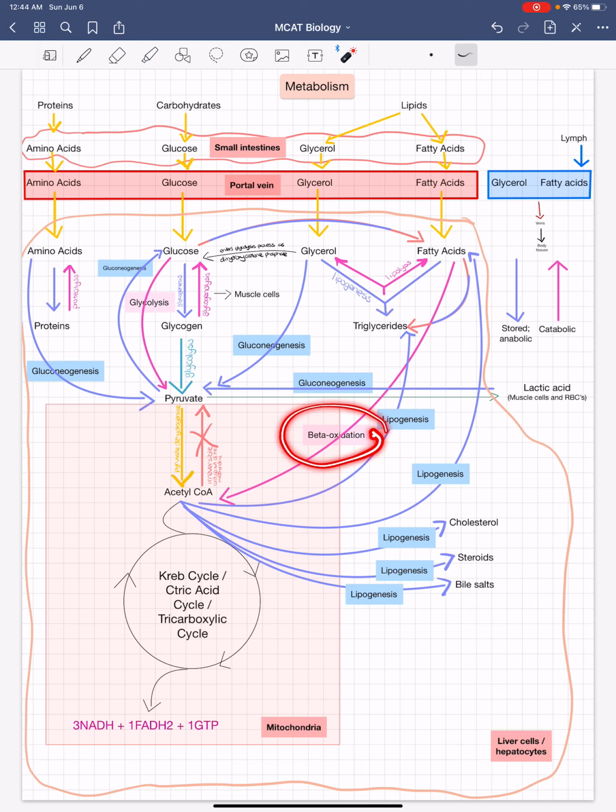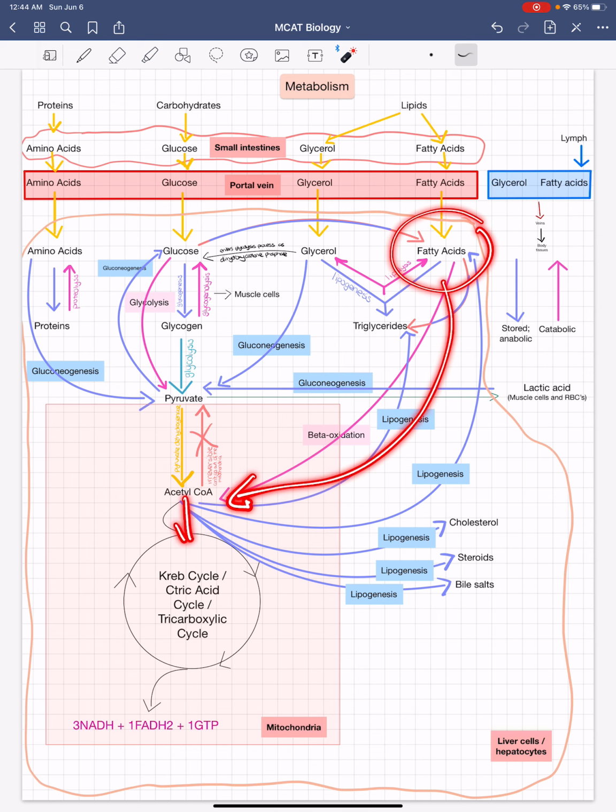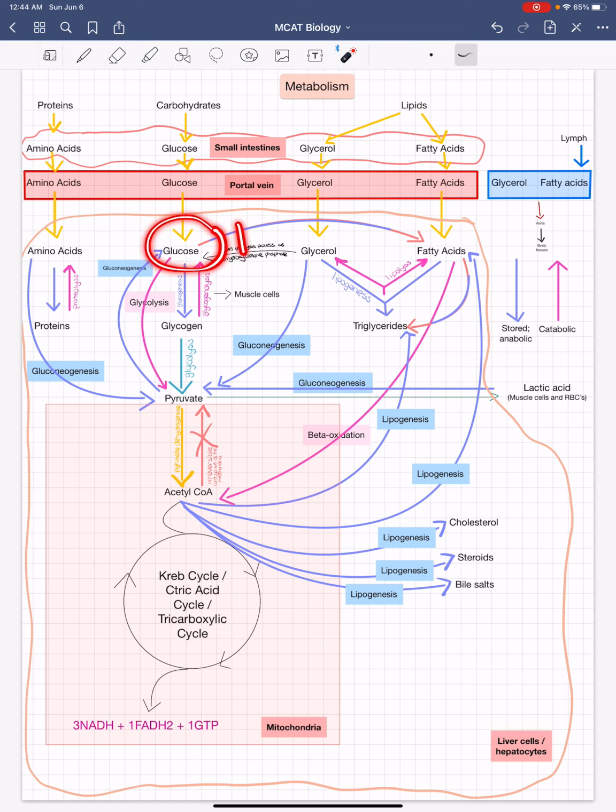Beta-oxidation, also known as fatty acid oxidation, is the process in which fatty acids are broken down into acetyl-CoA molecules that then enter the Krebs cycle to produce ATP. ATP is energy that is needed inside the body. This process occurs when glucose levels are low from a carbohydrate source. Beta-oxidation occurs around the same time as gluconeogenesis.